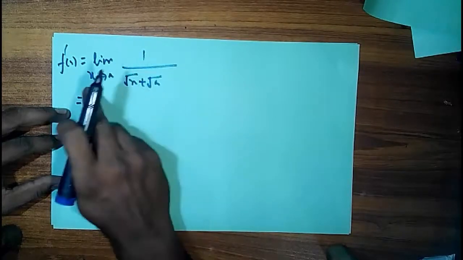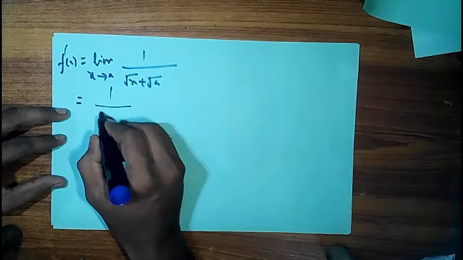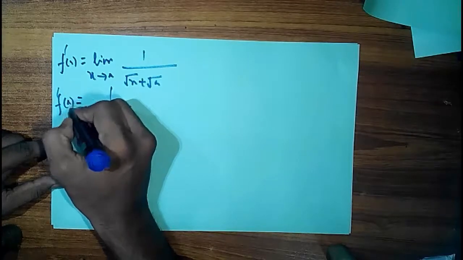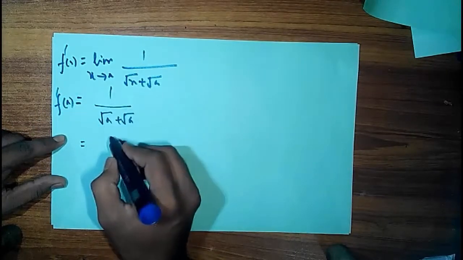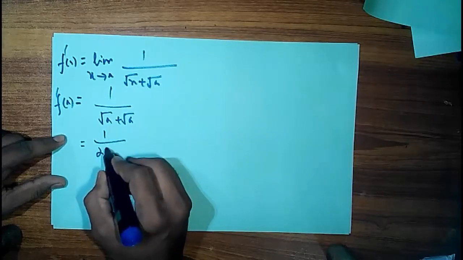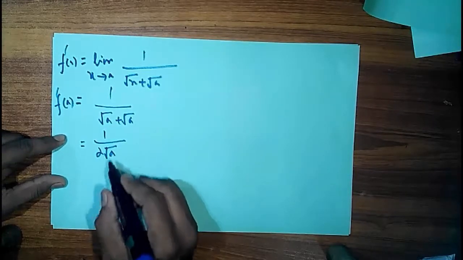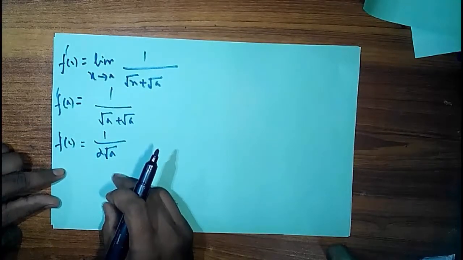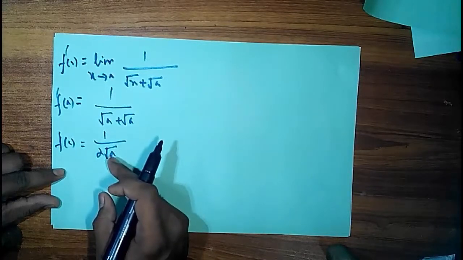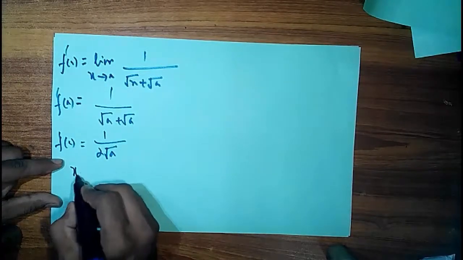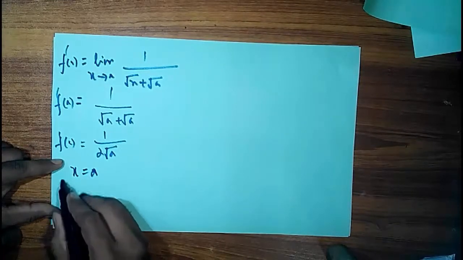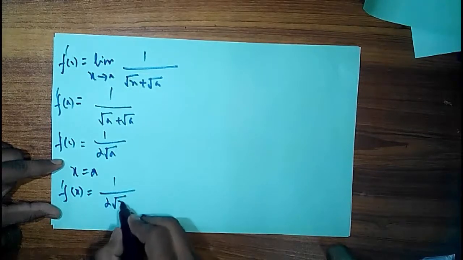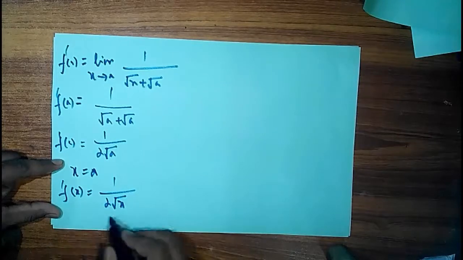So now I'm going to apply the limit as x tends to a. So 1 over under root a plus under root a. This is the new shape of your question after applying the limit. Now I'm going to add my denominator, so I will get 2 under root a, f prime a. But first thing, your question is given in terms of x, so you will again change your question in terms of x. So you will put here x is equal to a. So the new shape of your question becomes f prime x is 1 over 2 under root x. So this is your required answer.